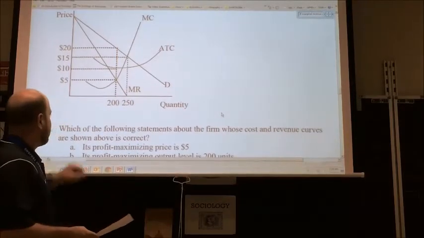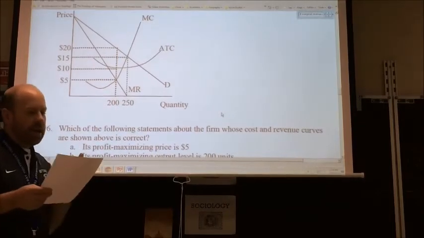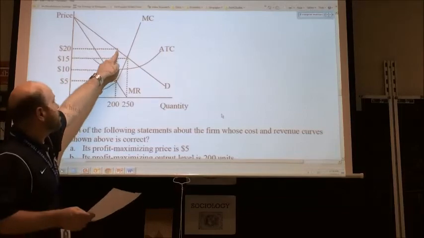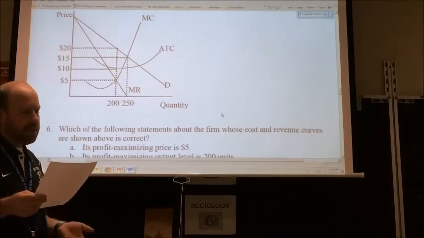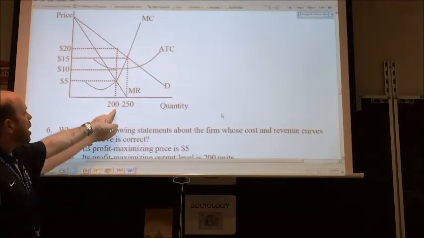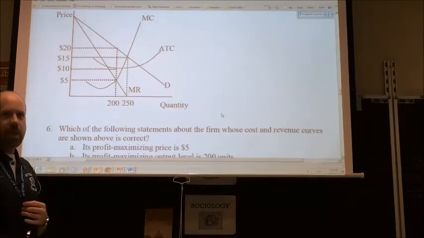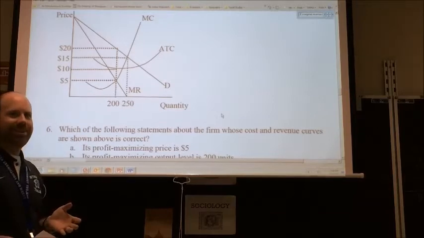This first thing we do with MR equals MC, we go down here. Yes, it's 200. The profit maximizing price is not 5 because that's not a price. We go up to the demand curve. The price is 20. That's what's wrong with letter A. C, the maximum profit is 4,000. At 200 units times $20 per unit, that is 4,000, but that's not the profit. That's only the total revenue.